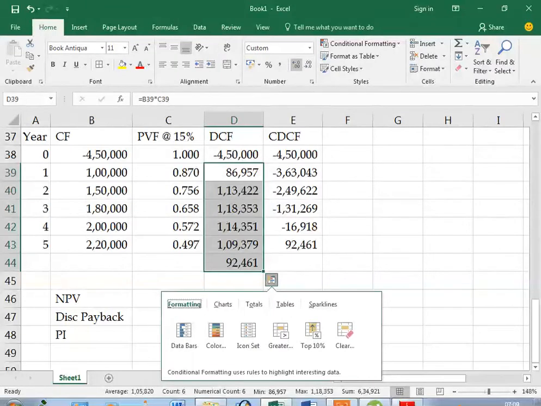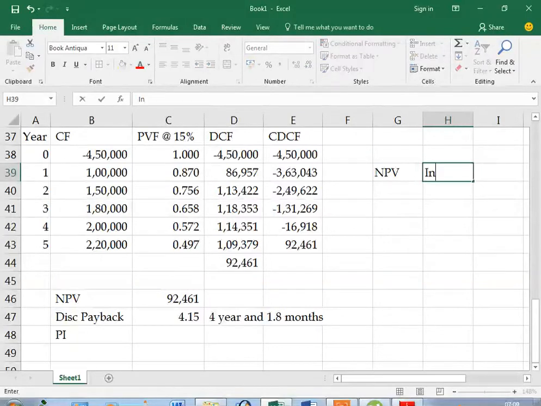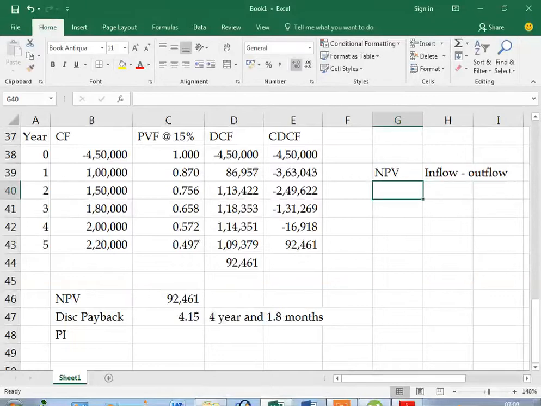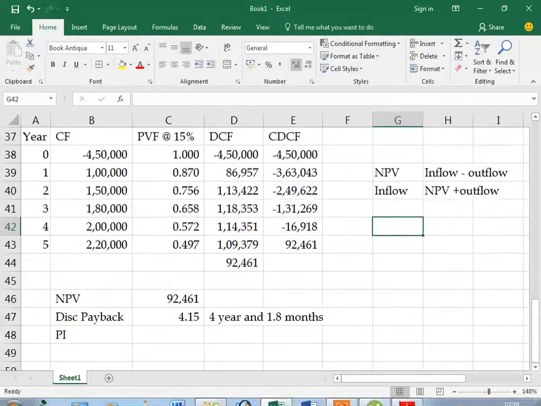So inflow is technically equal to, now your NPV is inflow minus outflow, that is the NPV answer. I can say inflow is equal to NPV plus outflow. The formula for PI is inflow divided by outflow.